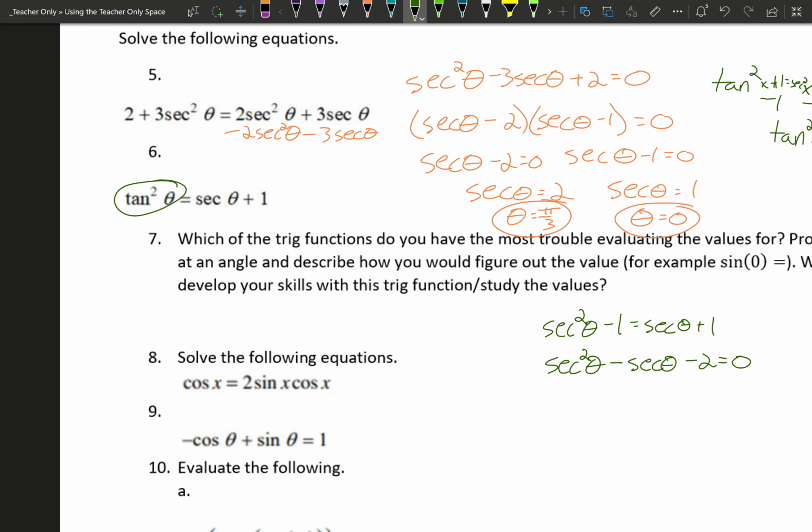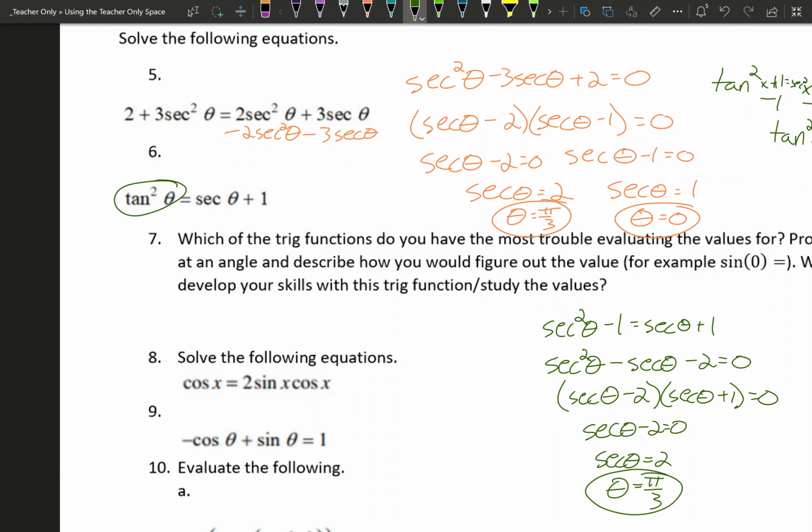Then we can factor, and once you have it in terms of one trig function, you can either use u substitution or not. It's up to you. So we've got secant of theta minus 2 times secant of theta plus 1 is equal to 0. So we set each of these equal to 0. And that is still at pi over 3 like we saw on the last problem.